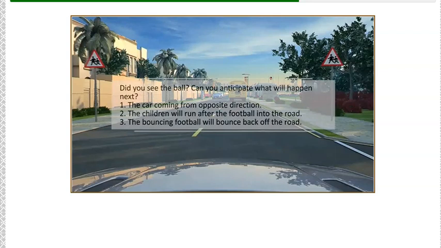Did you see the ball? Can you anticipate what will happen next? The car coming from opposite direction. The children will run after the football into the road. The bouncing football will bounce back off the road.